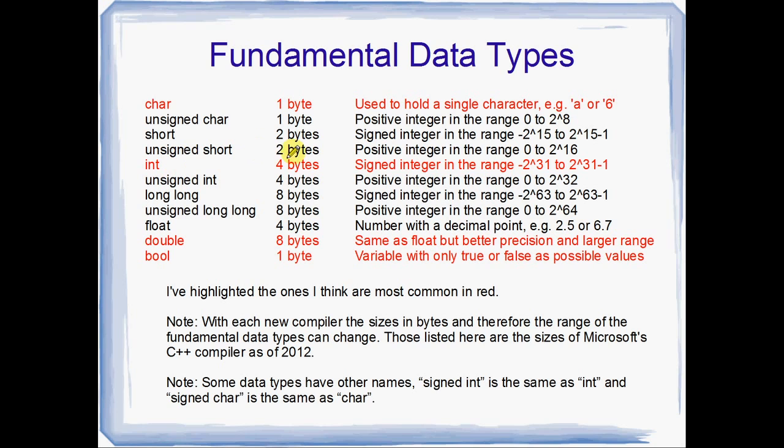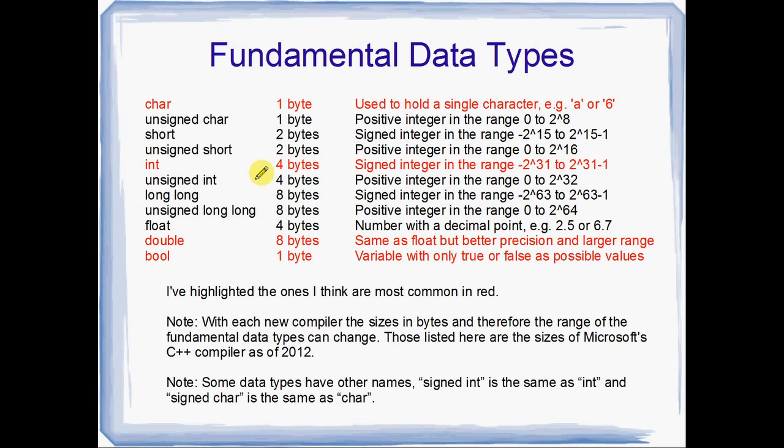Okay, an unsigned short is also 2 bytes long. This is a positive integer in the range from 0 to 2 to the power of 16. Once again, I rather stupidly forgot to put a -1 here at the end, but a short int can't actually hold the value 2 to the power of 16. It can only go up to the value 2 to the power of 16 minus 1.